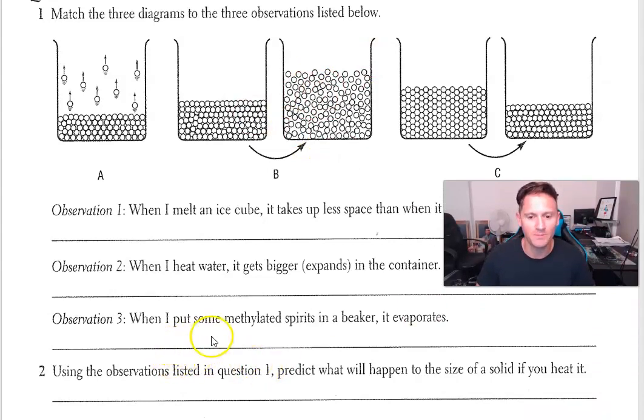Observation 3, when I put some methylated spirits in a beaker, it evaporates. So that would be some cleaning alcohol. So option A is the only one left, and we can see the particles and they're starting to evaporate, which means you've got the ones at the surface that have enough energy to be able to escape. They're the ones that are moving up.